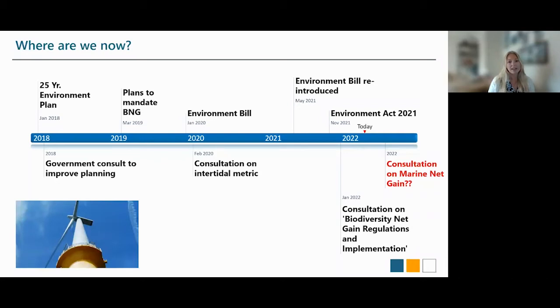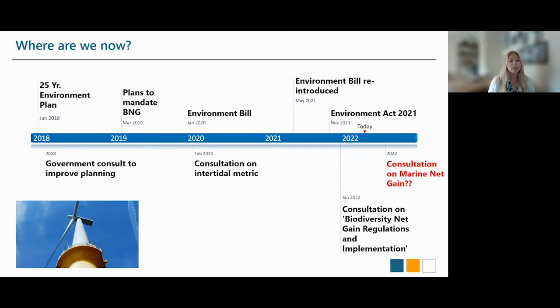But just taking a step back, I want to look at where we are and how we got here in the net gain timeline. Back in January 2018, the government published the 25-year environment plan. Within that plan, they identified a commitment to embed an environmental net gain principle for development, including housing and infrastructure.